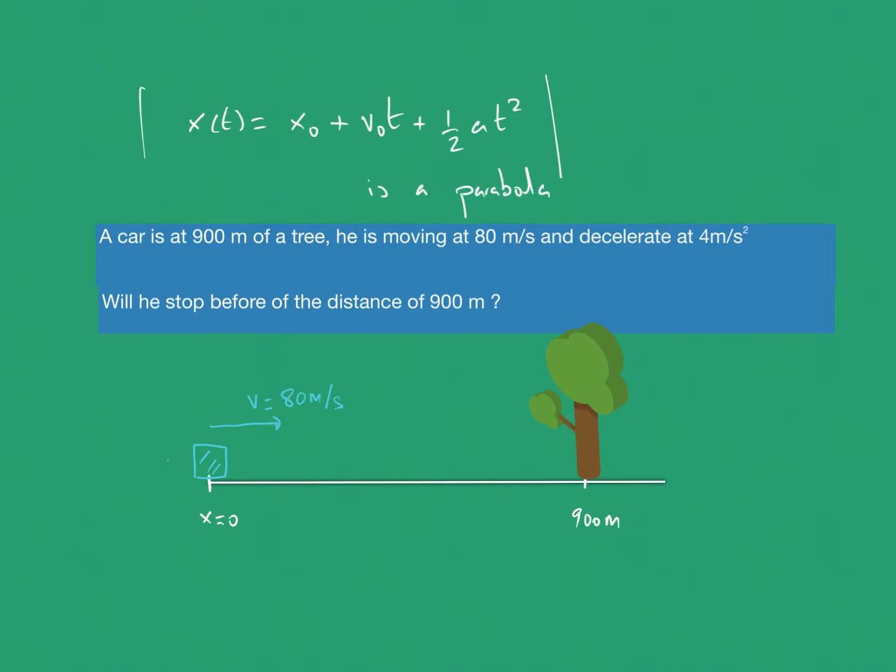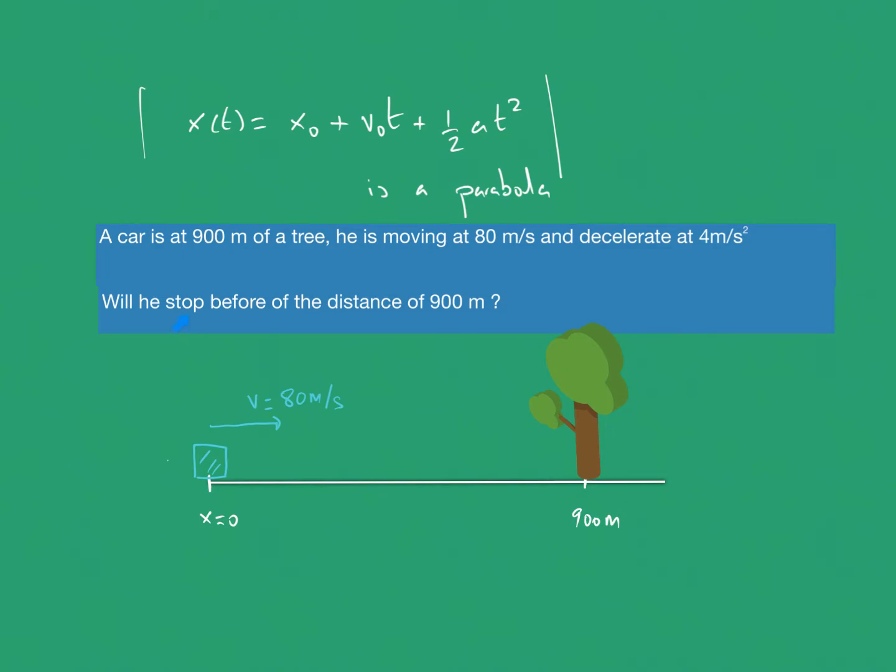So let's do one problem. The problem is like this. A car is 900 meters from a tree. He is initially at x equals 0, and he's moving at 8 meters per second. And he decelerates at a rate of 4 meters per second squared. He's changing his velocity by 4 meters per second every second.